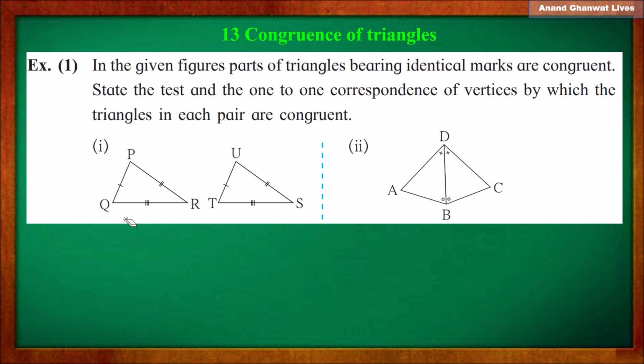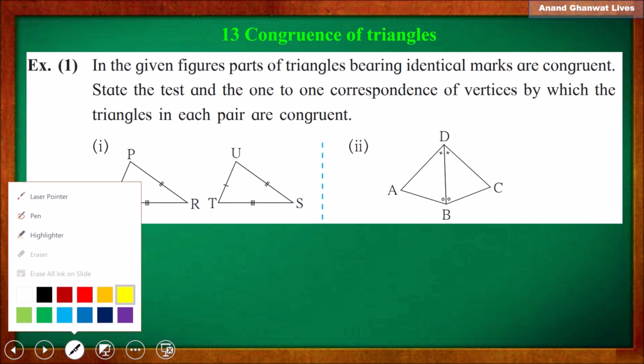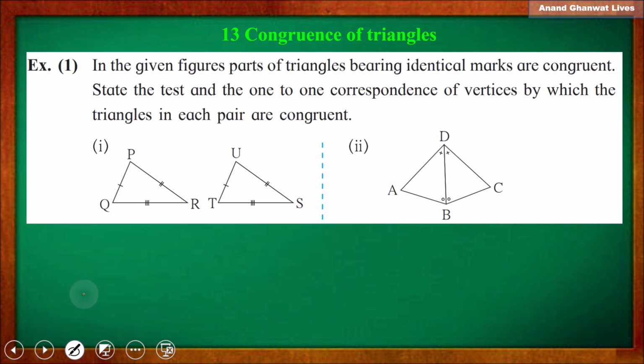SSS test. Now we also have to write here the one-to-one correspondence of congruence. So PQR one-to-one correspondence with, now segment PQ is congruent with UT, so write here UT, and segment QR is congruent with segment TS, so write here S, and segment PR is congruent with segment US.